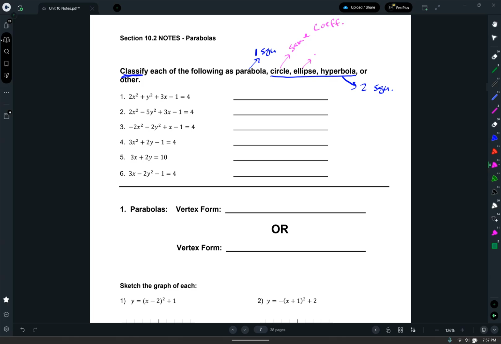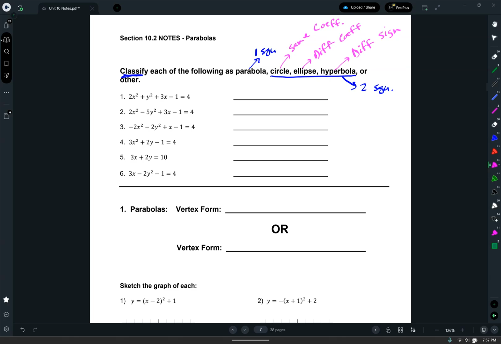Remember, the ellipse has different coefficients. And when I say same or different, that means on the squared terms. And then remember, the hyperbola has a different sign. So different sign, one positive, one negative. Okay, my D looks like a, oh, there we go.